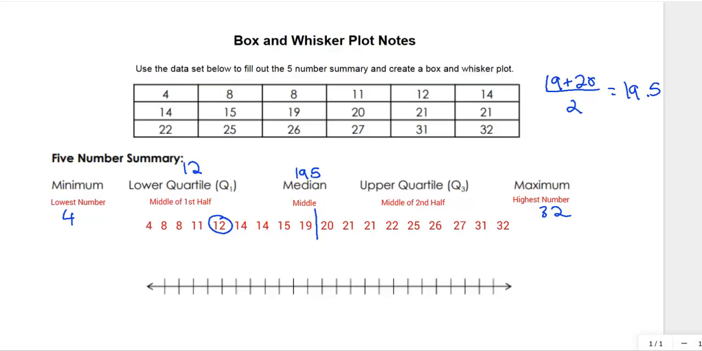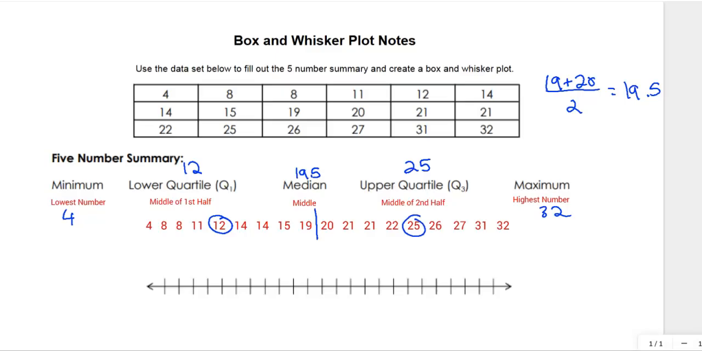Then on this side, I'm going to find my middle number of the second half. So again, I want to figure out which number gives me exactly the same amount of numbers on my right side and my left side. And 25 gives me 4 on each. So my upper quartile is 25.